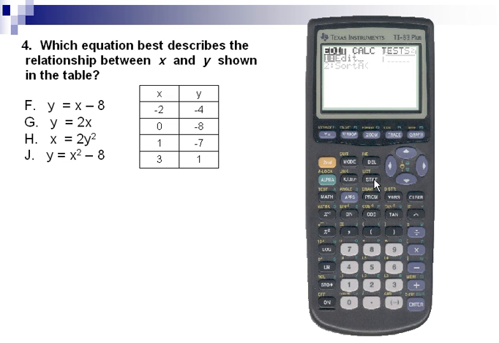Now begin by calculating a linear regression. Go over to Calc, number 4, Enter. Notice our linear regression would be y equals 1x minus 5. In looking at our answer choices, that is not a choice.